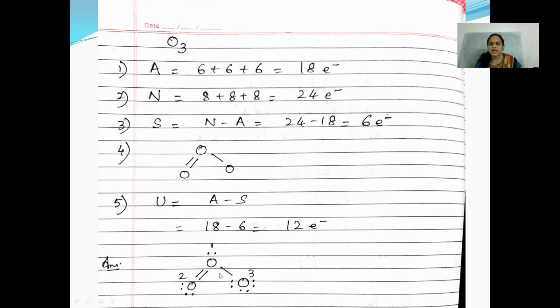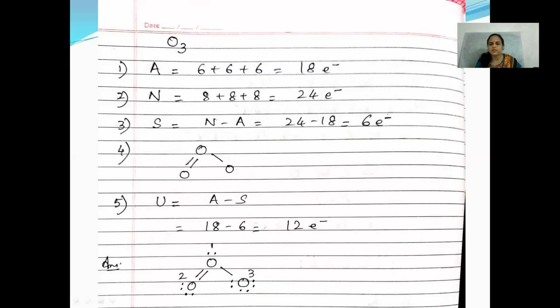Since oxygen atom 1 has 6 shared electrons, it needs 2 more to complete its octet. So I have put here 2 non-bonding electrons on oxygen atom 1. On oxygen atom 2, already 4 shared electrons are present, so we'll put 4 non-bonding electrons. So 4 plus 4, 8. On oxygen atom 3, 2 shared electrons are present.